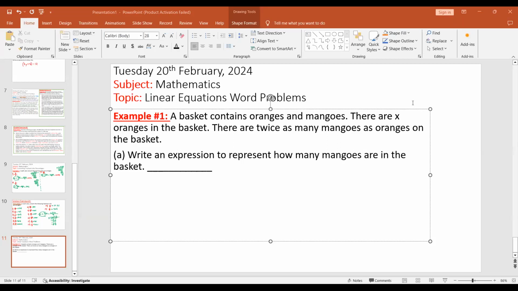There's twice as many mangoes as oranges in the basket. You don't have any idea? We have to find out how many oranges there are, and then we're gonna multiply it by 2 to find out how many mangoes there are. Very good, I agree. So what's gonna be the expression? Everybody's so quiet on the equations, I don't know why. But the expression is going to be what?